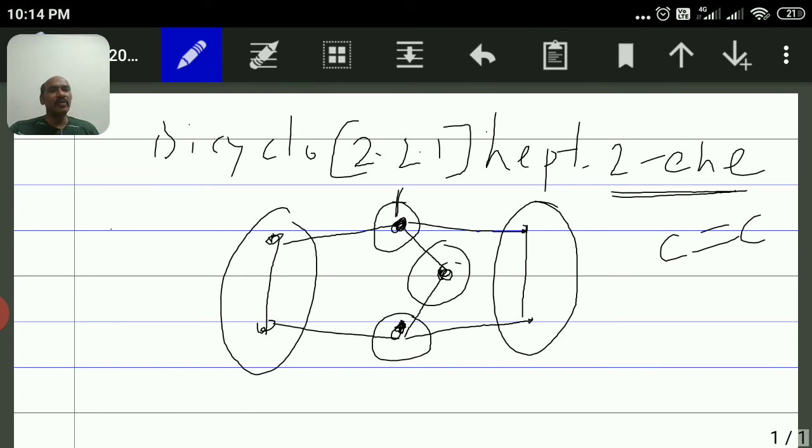So the bridgehead carbon will be first, then proceed towards the larger bridge. Now here two are of the same carbon atoms, so 2, 3, 4, then 5, 6, and the central one will be 7th. And here, as the double bond commences from 2, I am writing the double bond. So this is how to draw the structure. How it looks for bicyclo 2.2.1 hept-2-ene, we will see.